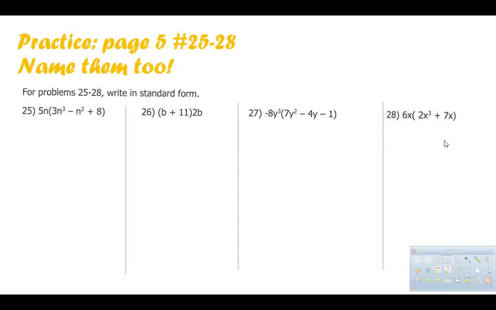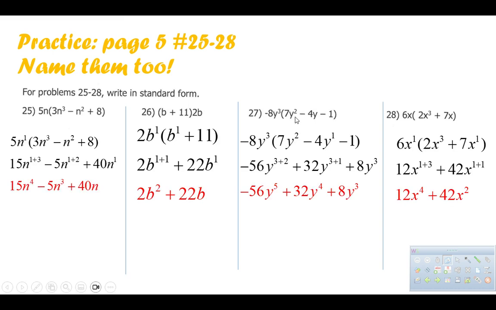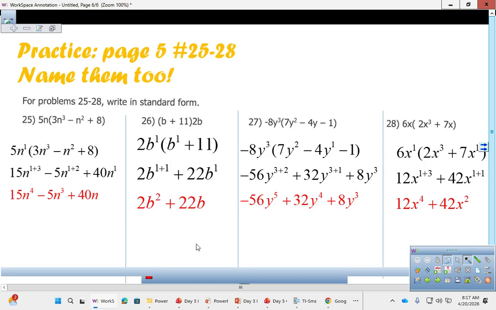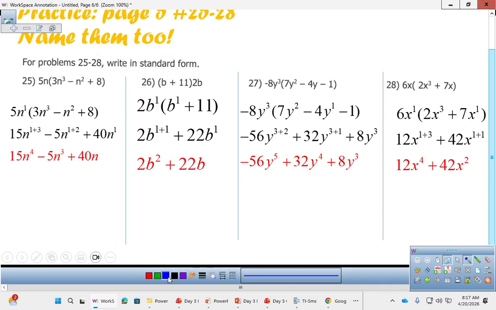All right, so for the first one, if I distribute that 5n in, I'm putting a 1 with it, okay? When I multiply through, I get 15n to the 4th minus 5n to the 3rd plus 40n. What's that first one called? Emma? Very good. 4th degree trinomial.